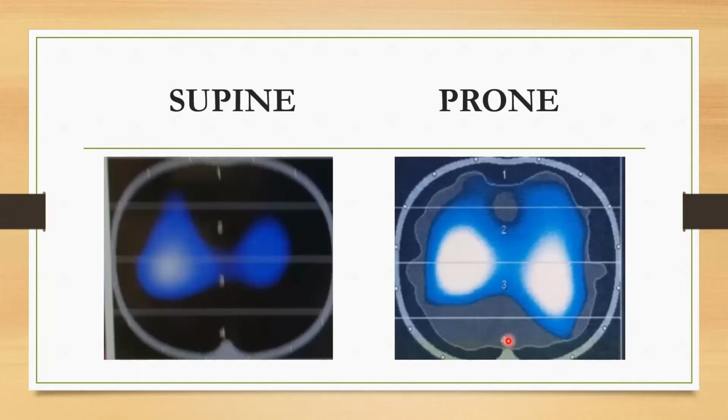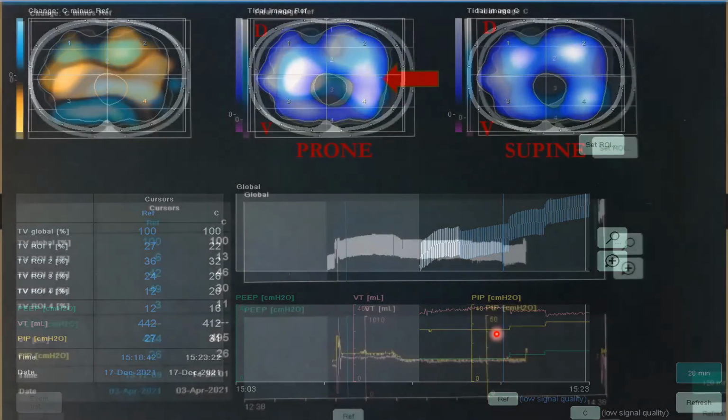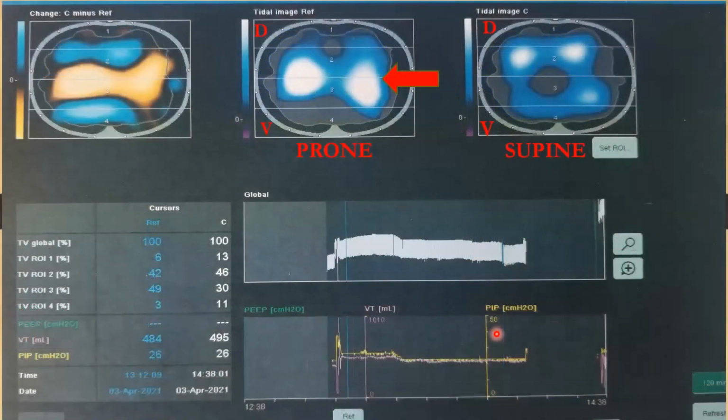The hope was once we turned the patient back into the supine position, pressure would be relieved from here and we would maintain the recruitment and also pop this area open. Again, this is the prone position. And when we put the patient back supine, we see again a distribution to both ends. The dorsal and ventral regions became better distributed.